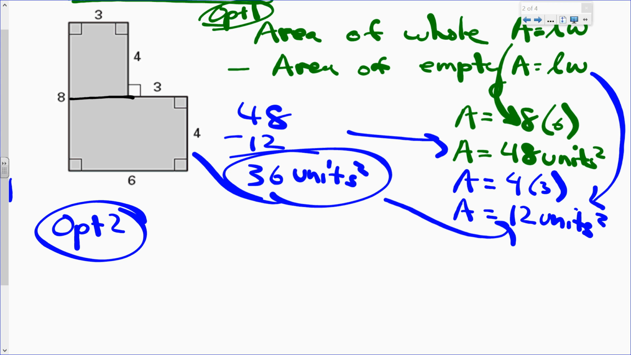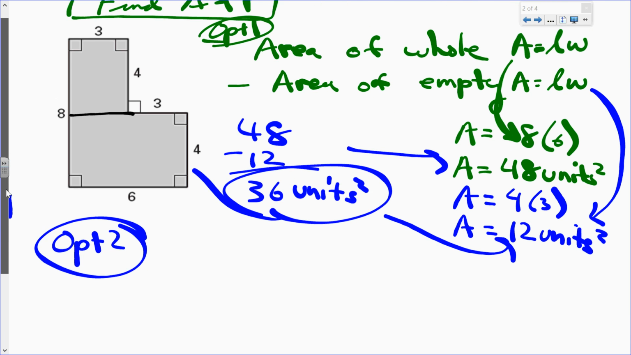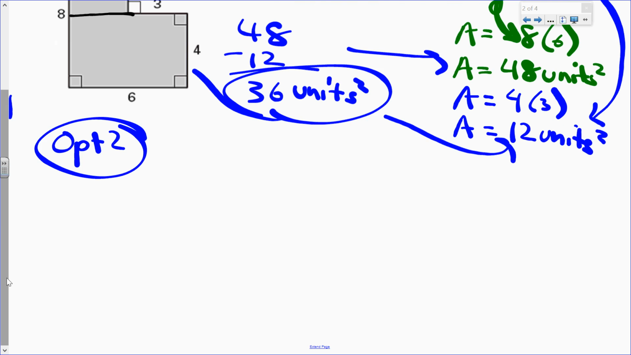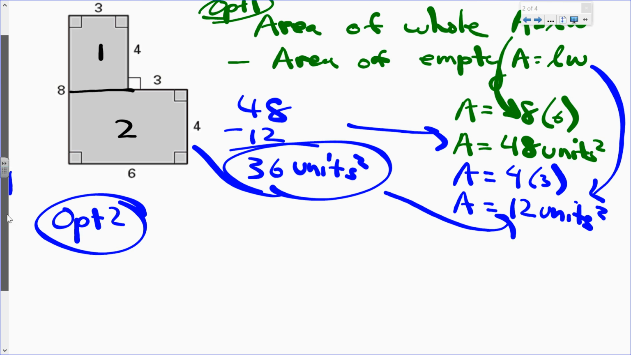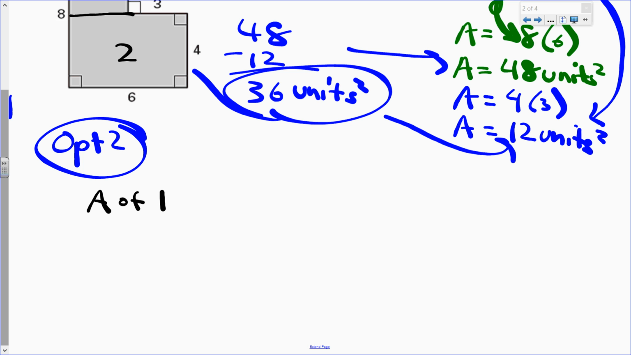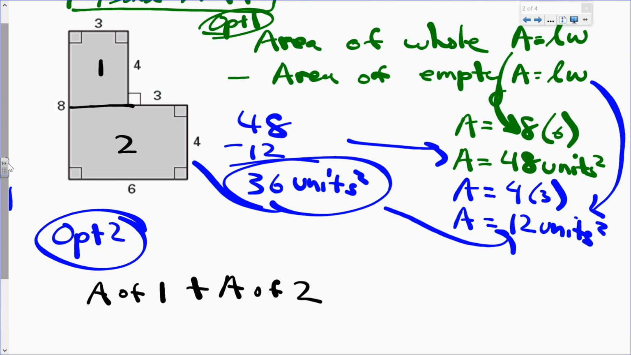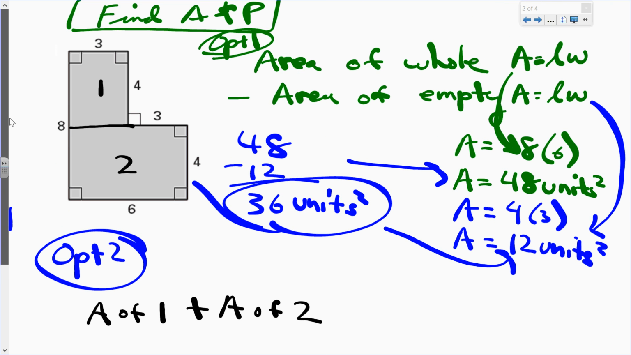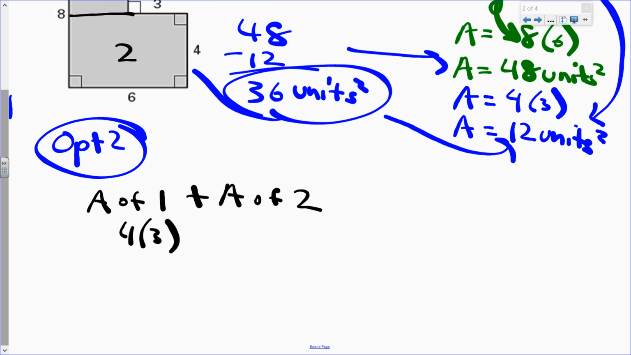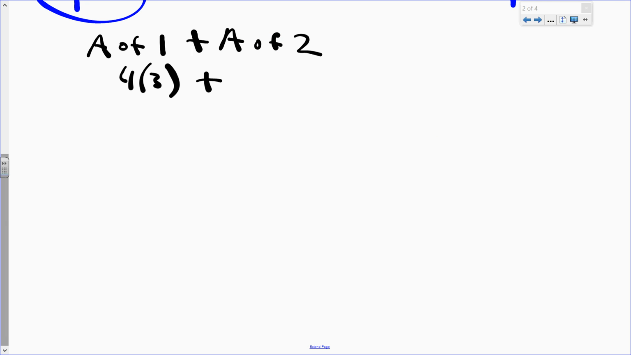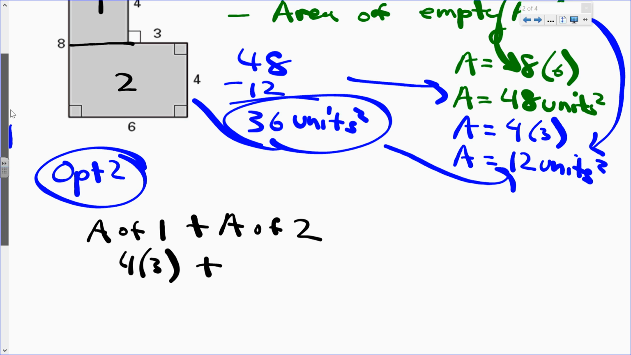I'll do the first one I chopped it up into. If you want to do it differently, knock yourself out. You've got your own note guide there. Go for it. Option 2, here we go. I'll call this rectangle 1 and rectangle 2. I'll put area of 1 plus area of 2. Area of rectangle 1 plus area of rectangle 2 better be 36 square units, or we did something wrong. Here we go. So area of 1 will be length times width, in this case 4 times 3, plus the area of the second one is 6 times 4.